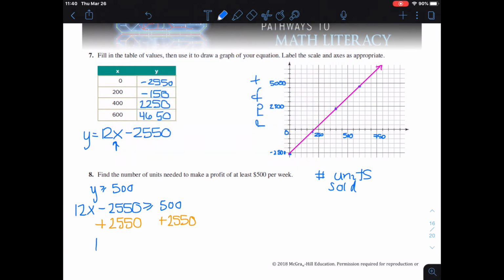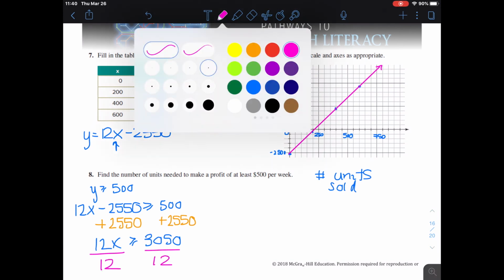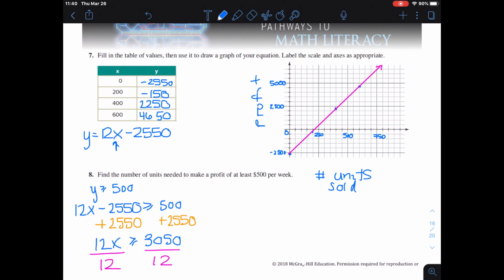So that gives us 12x is greater than or equal to 3,050. So to solve for x, we divide by 12, and that gives us x is greater than or equal to 254.2. So to make at least $500, you need to sell at least 255 cookie jars because you can't sell 0.2.